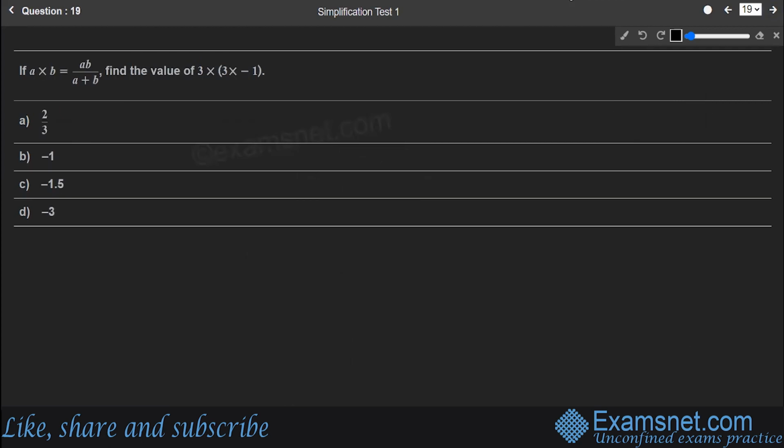Okay, A cross B is defined as AB over A plus B, that is the explanation of A cross B given. Find the value of 3 cross minus 1. So the explanation of A cross B will be AB, that is A into B divided by A plus B. This is how we have to solve any A cross B. So by using the same thing, we have to solve this 3 cross minus 1. So let us just write it: 3 cross minus 1. This is what we have to solve.